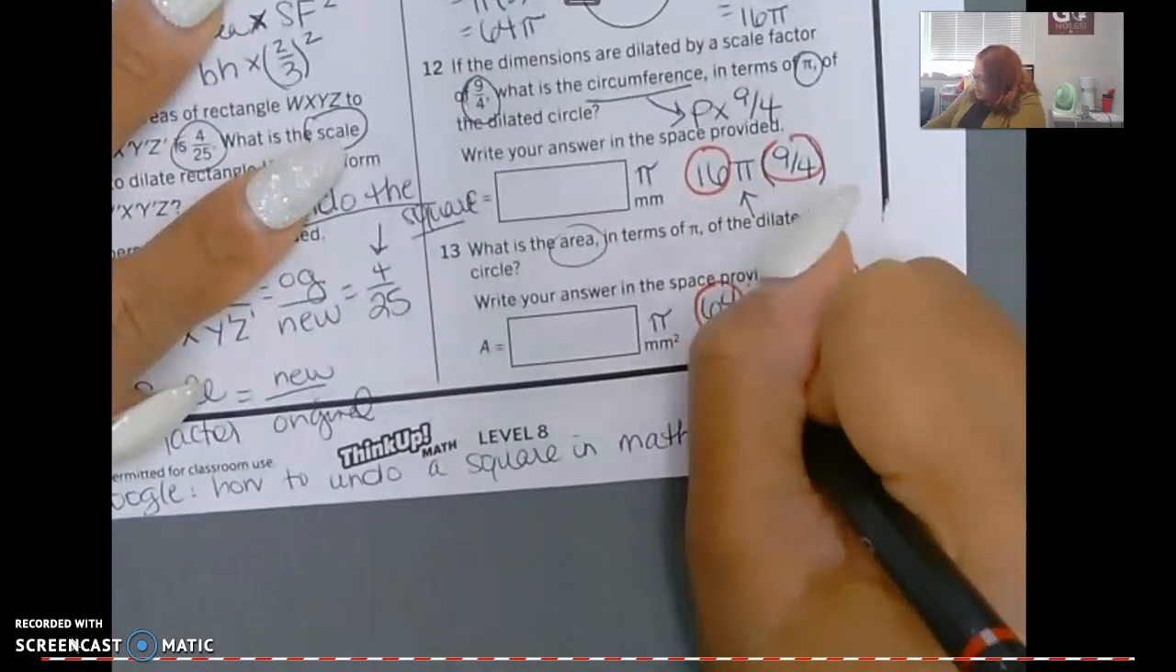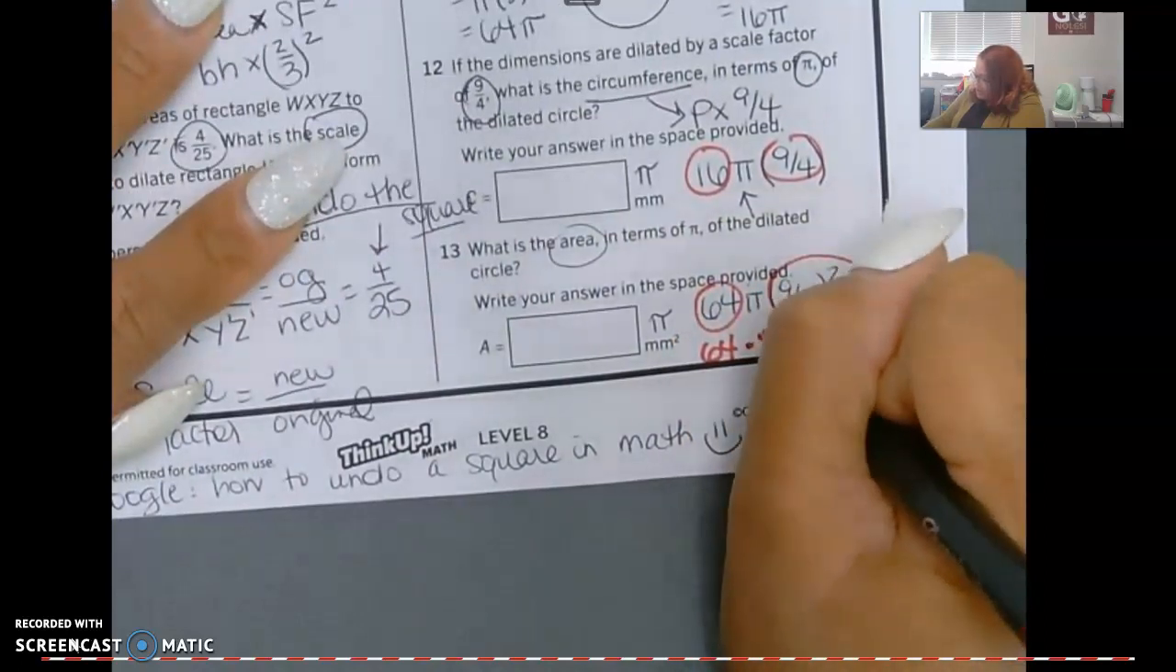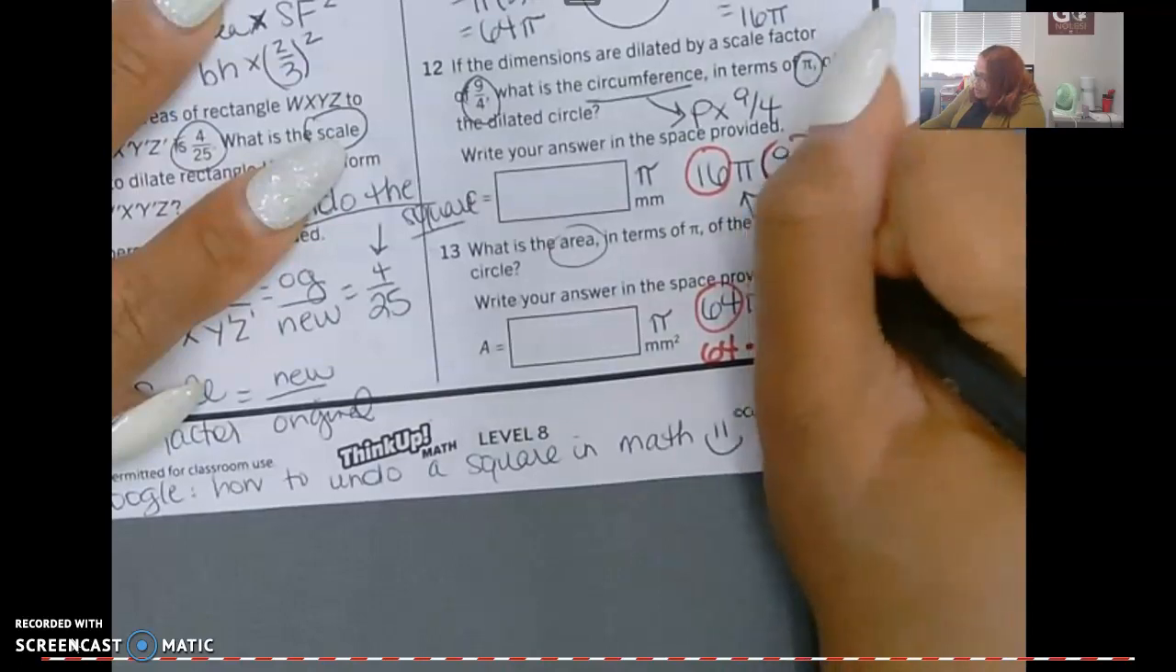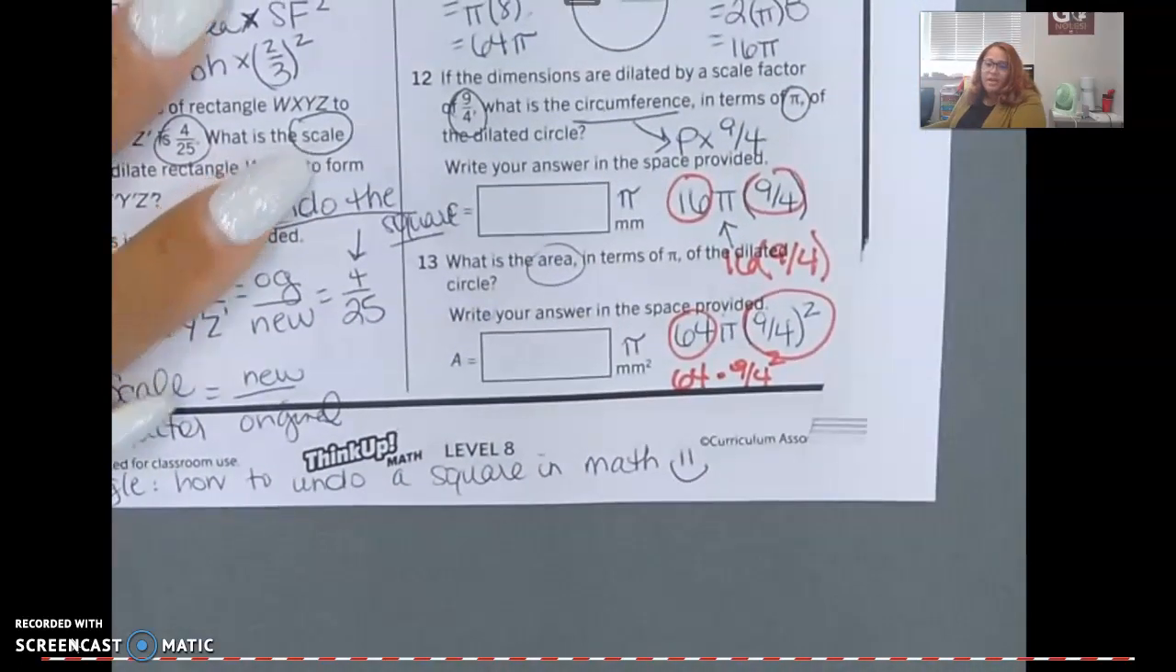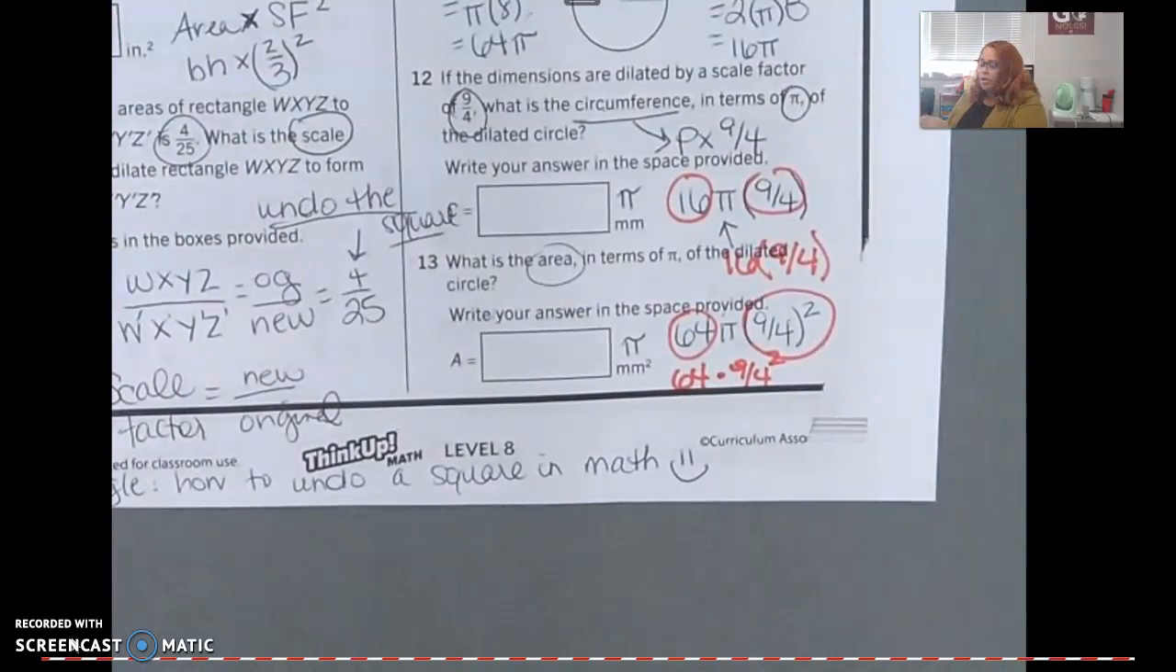Multiply. 64 times 9/4 squared, 16 times 9/4. And then you'll be done. I'll throw the pi in Skyward. Good luck.